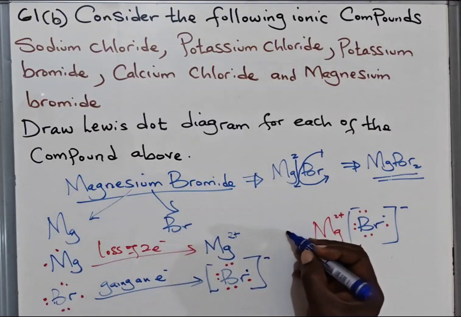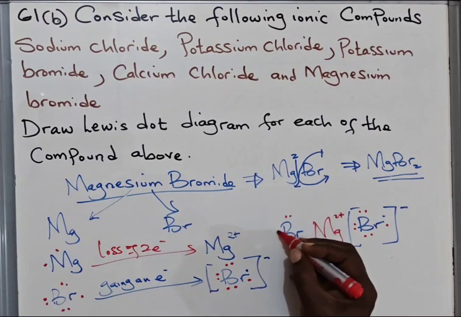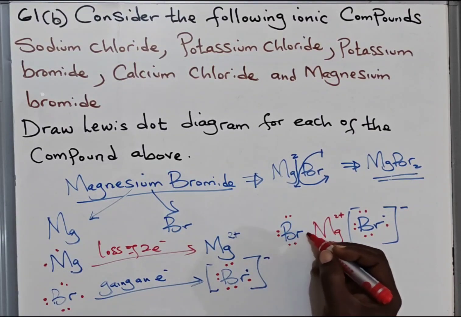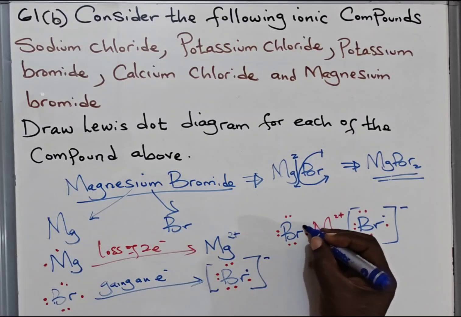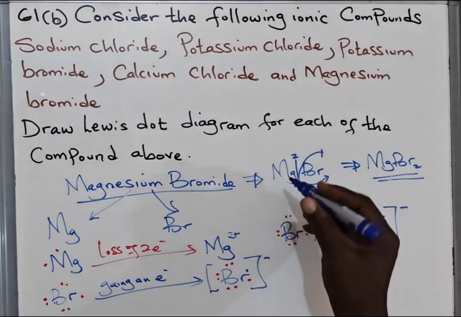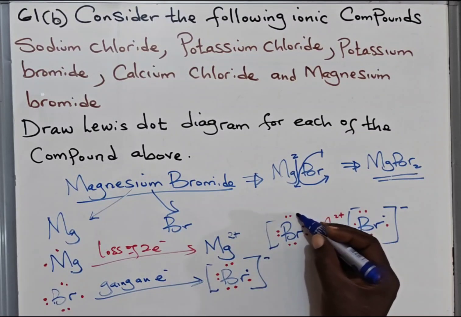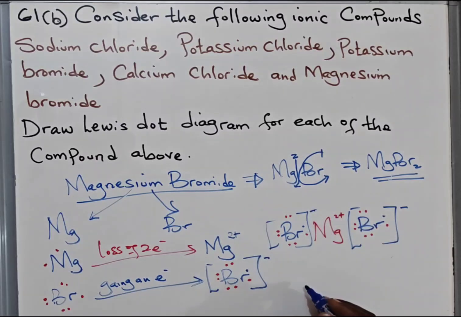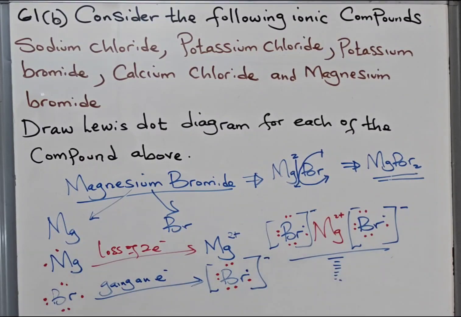Even this side, we put our Br with its surrounding electrons, which is 1, 2, 3, 4, 5, 6, 7. But we have to remember it gained 1, so we put it there. And that one it gained made it become negative. So how do you indicate that one? You put a bracket and you put the charge. So what you have here is the Lewis dot diagram of magnesium bromide.